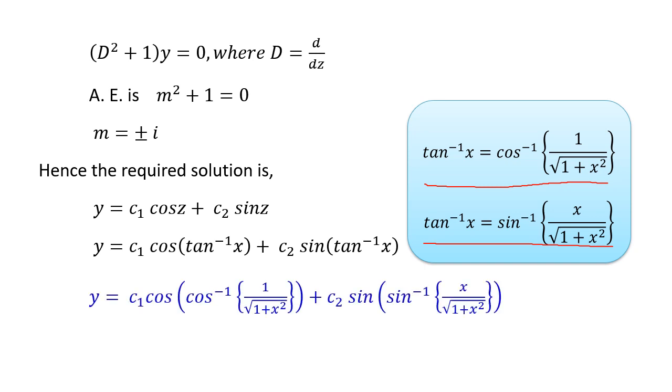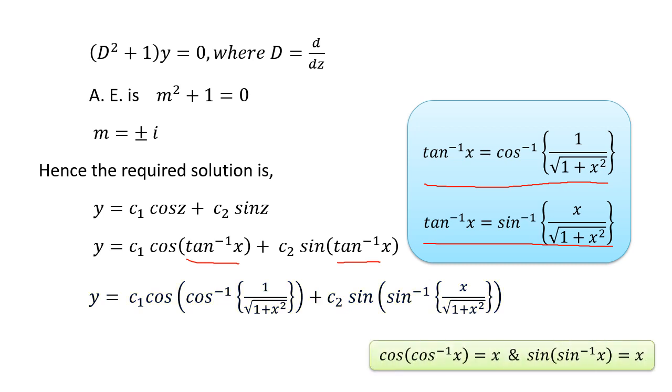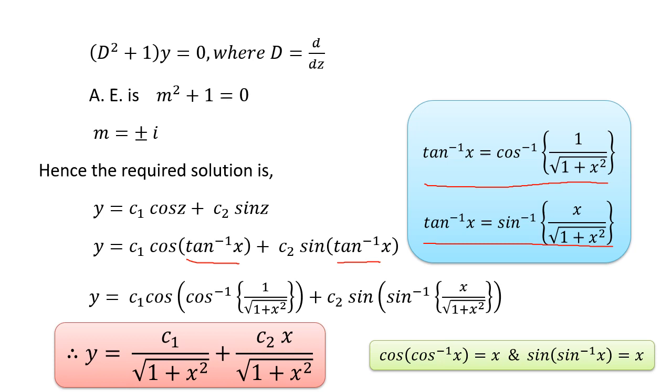Therefore, we get y is equal to c1 cos of tan inverse x, which can be written as cos inverse of 1 over square root of 1 plus x square, plus c2 sin of, again tan inverse x can be written as sin inverse of x by square root of 1 plus x square. And again we know that cos of cos inverse x is equal to x and sin of sin inverse x is equal to x. Therefore, y is equal to c1 by square root of 1 plus x square plus c2 x by square root of 1 plus x square. Therefore, this is the required solution.